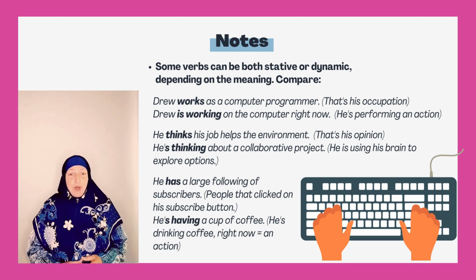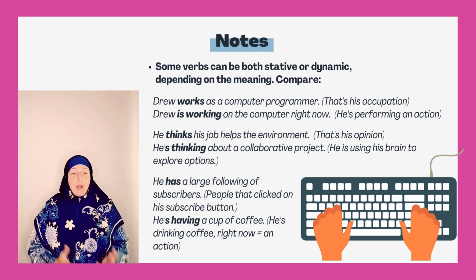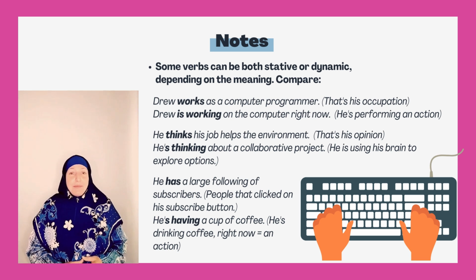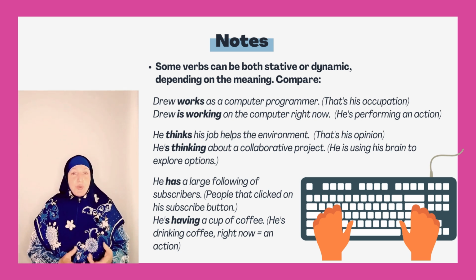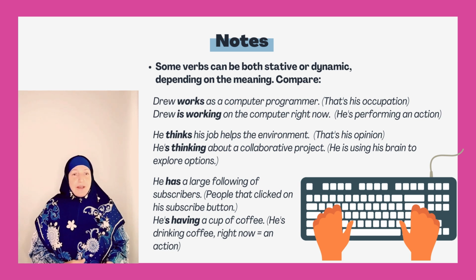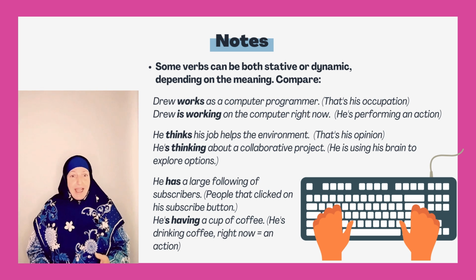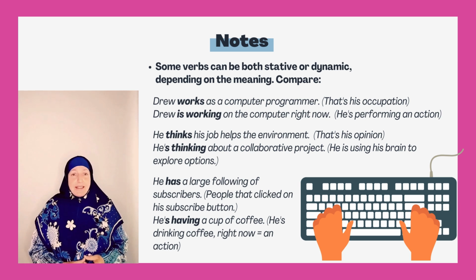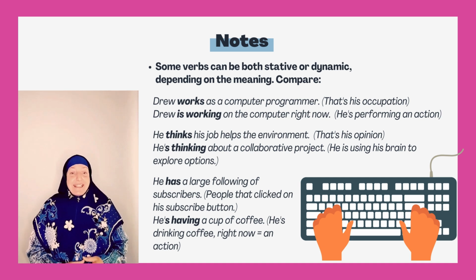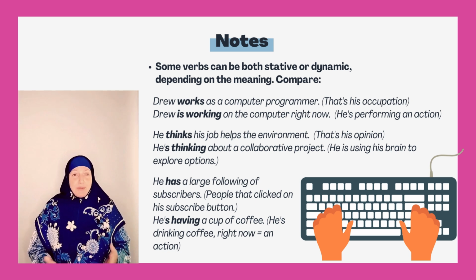Some verbs can be both stative, states of being, or dynamic action, depending on the meaning. Compare these sentences. Drew works as a computer programmer. That's his routine job. Drew is working on the computer right now. He's performing an action now. He thinks his job helps the environment. It's his opinion. I agree. He's thinking about a collaborative project. He is using his brain to explore options.